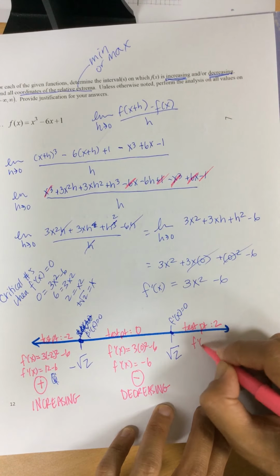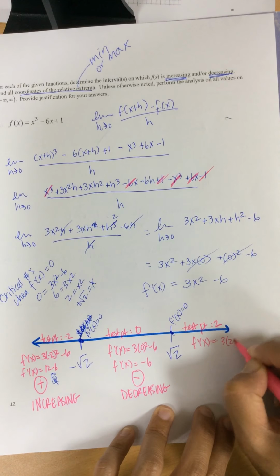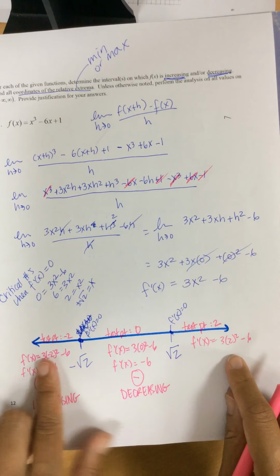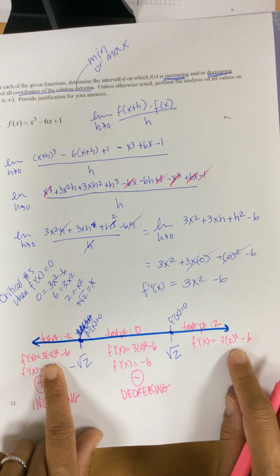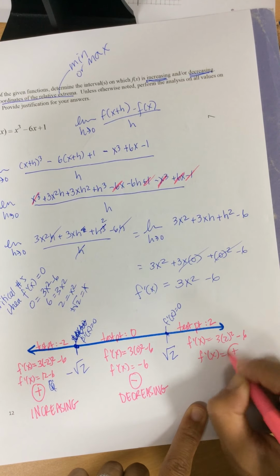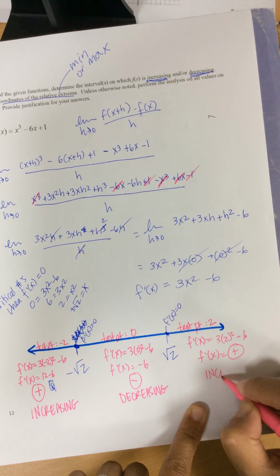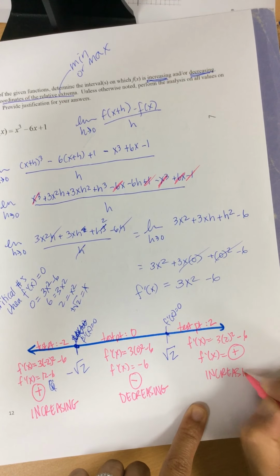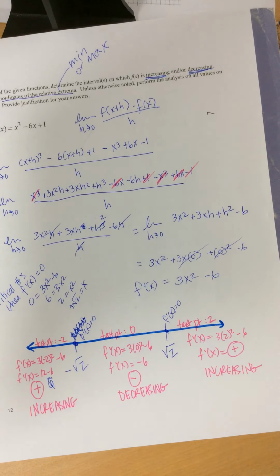Let's plug in 2. Okay, I can already see I'm going to get the same value here because the square means the negative doesn't matter. So here my f prime of x is positive. That's all I care about, increasing. Okay, so what does this mean? How do we answer this question?